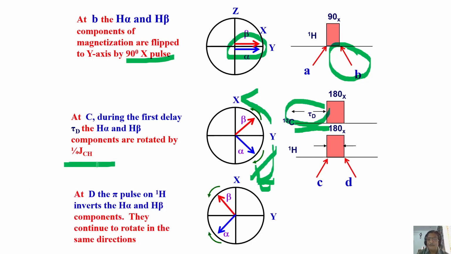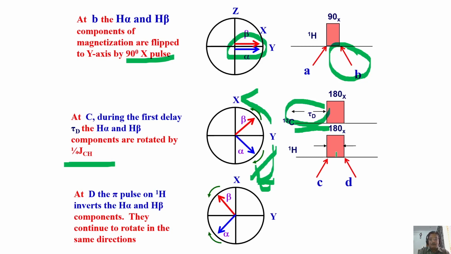Now, at time d, that is just after time c, what we have done is we have applied two 180 pulses simultaneously on proton and also on carbon. Let us see what happens to the proton components. You are going to apply a 180 pulse along X. See, this is Y, this is X. Now magnetization is moving here and here in the Y axis.